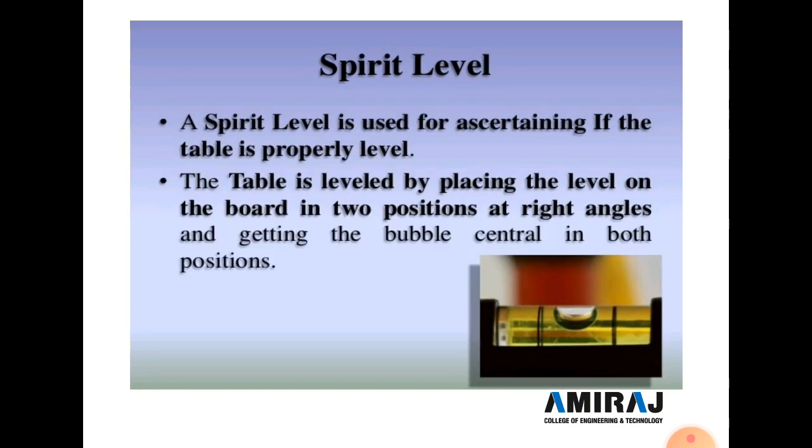So the spirit level is used to check if the plane table is properly leveled or not, and the table is leveled by placing the level on the board in two positions at a right angle to each other. Like if the plane table is there, first we put the spirit level vertically, and if the bubble is centered, then we put the bubble tube at a right angle to the vertical, meaning horizontal. So when on both sides the spirit level bubble is at the center, it means your plane table is perfectly level.